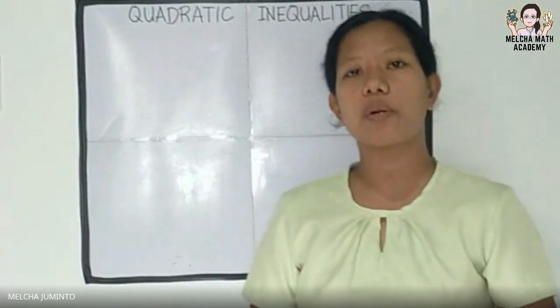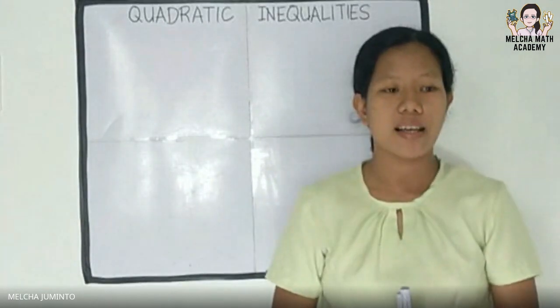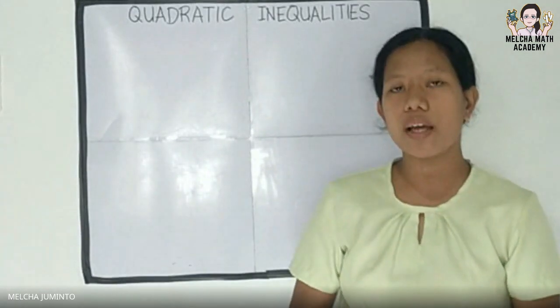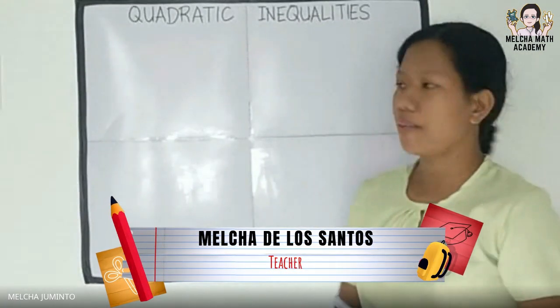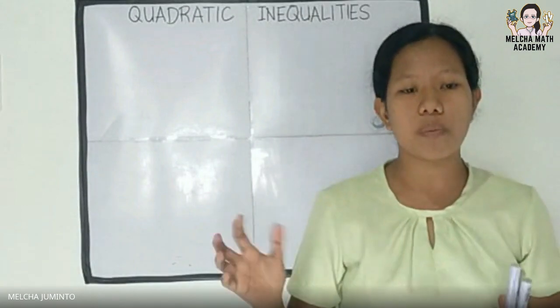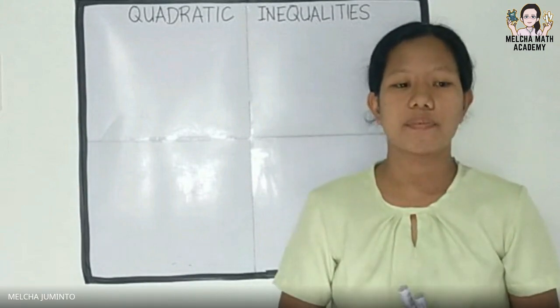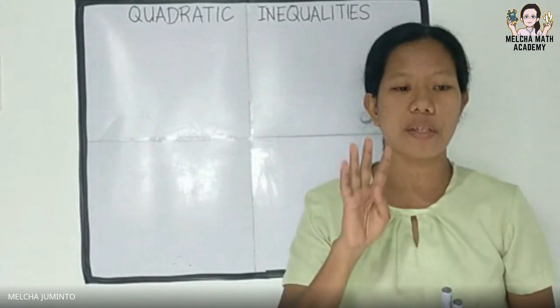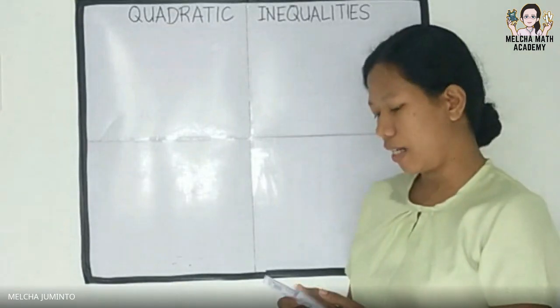So, for this morning, our topic is all about quadratic inequalities. Let us first define quadratic inequality. A quadratic inequality is an inequality composed of a polynomial in the second degree, and it is written in four different forms. So, here are the forms of quadratic inequality.